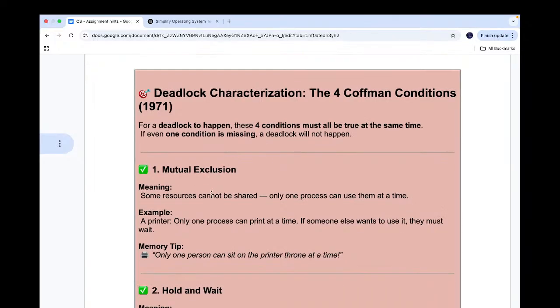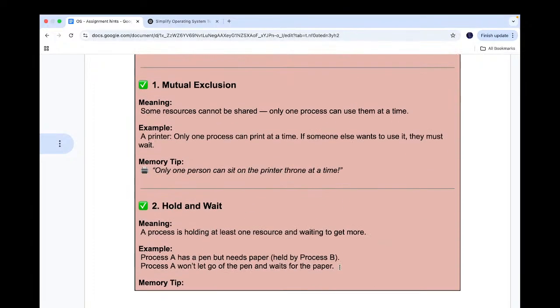Mutual exclusion, meaning some resources cannot be shared, only one process can use them at a time. For example, a printer, only one process can print at a time. If someone else wants to use it, they must wait. Only one person can sit on the printer throne at a time.